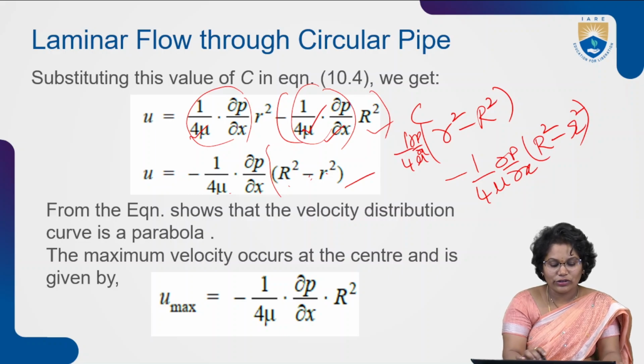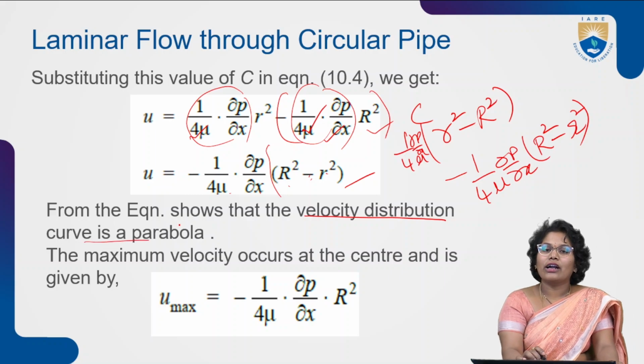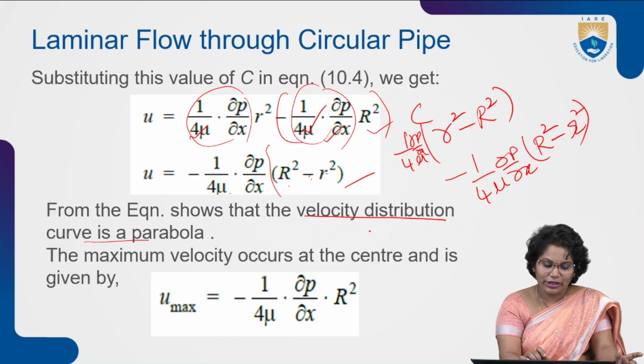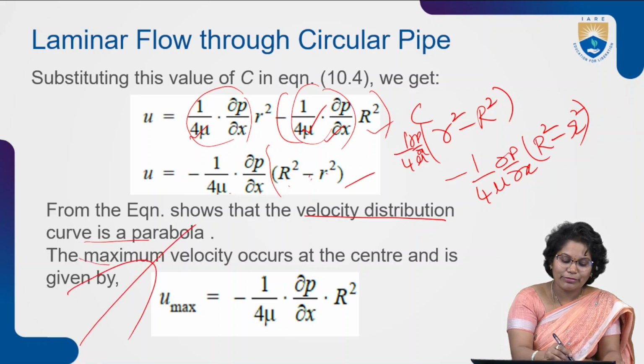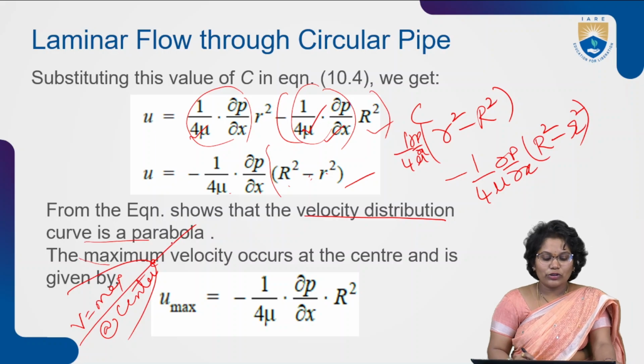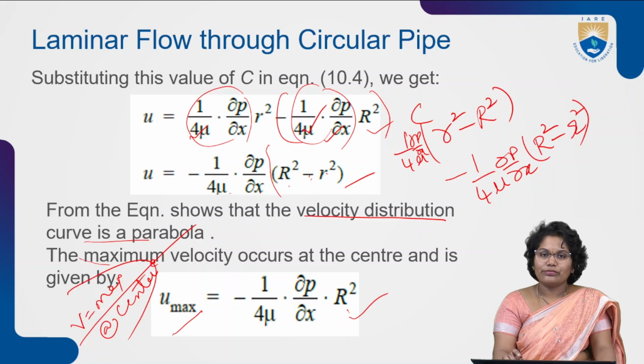After getting that velocity, we know that the velocity distribution in a circular pipe is parabolic. Parabolic means we see the maximum at the center. So U max is equal to minus 1 by 4 mu into dou p by dou x into capital R square.